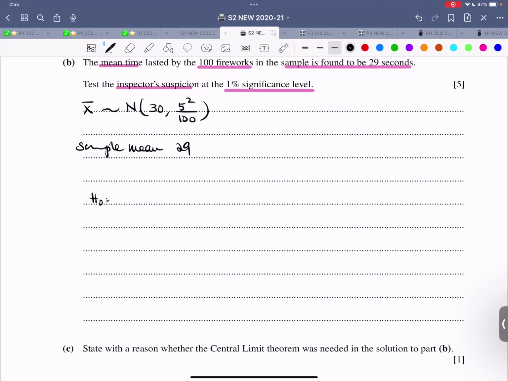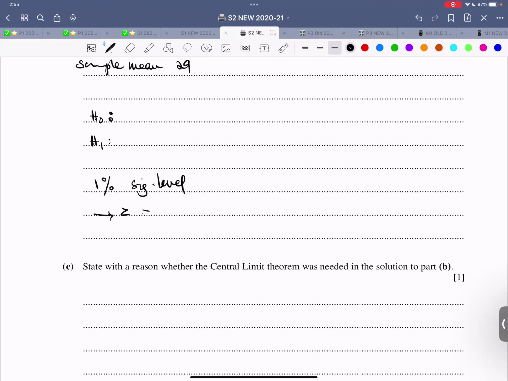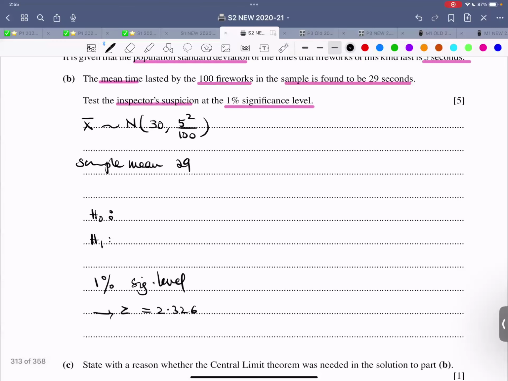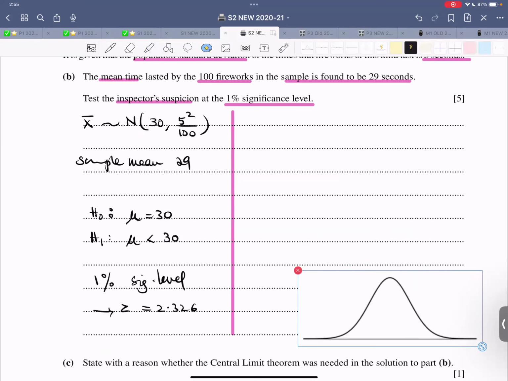Now, the null hypothesis H naught, H1, and then the significance level. The significance level is 1%, which gives a Z value of 2.326. You can check the table, I remember it. H naught: mu is 30. The inspector's suspicion is H1: mu is less than 30. Now calculate Z. Let me draw a line in the middle and also grab a normal distribution table right over here.